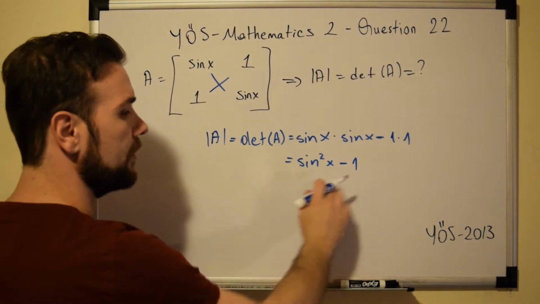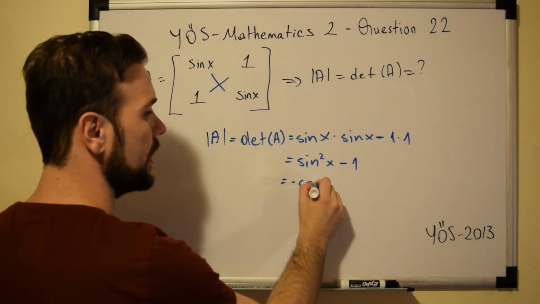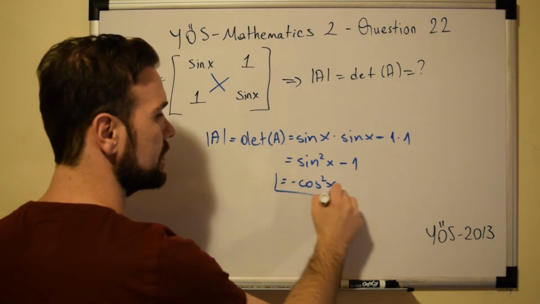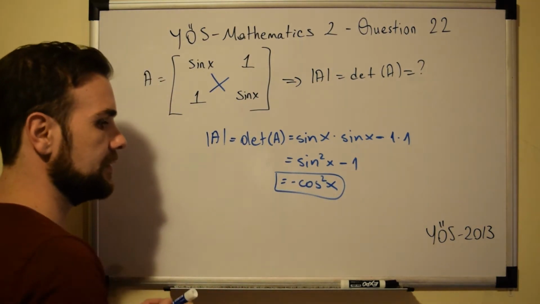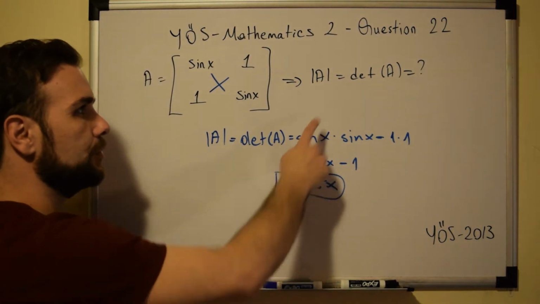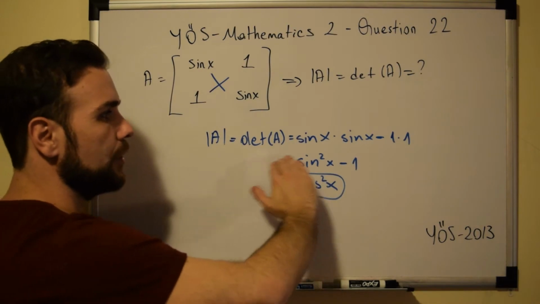What is another way of writing this? It is minus cosine square of x. And this is the right answer for this question. So please make sure you know what you should do when you are asked the determinant.